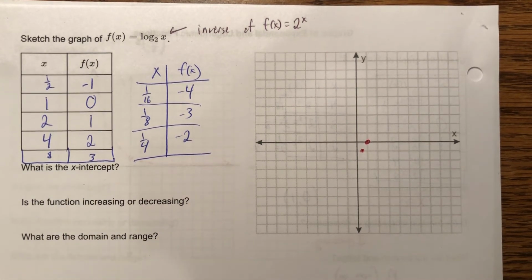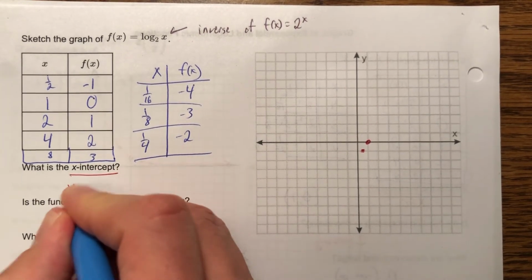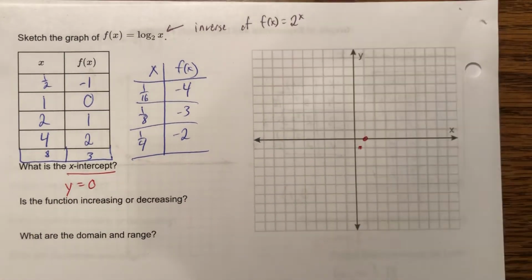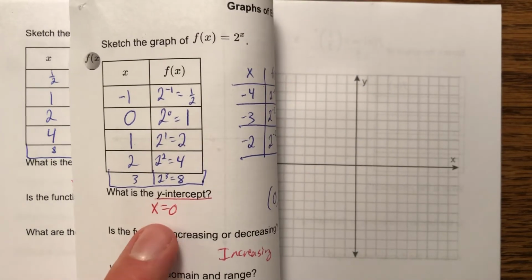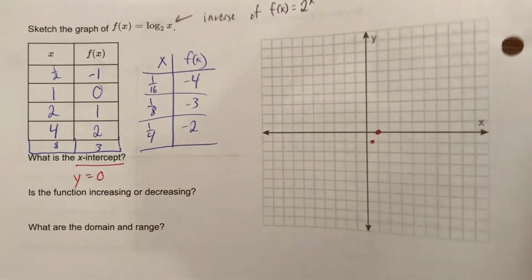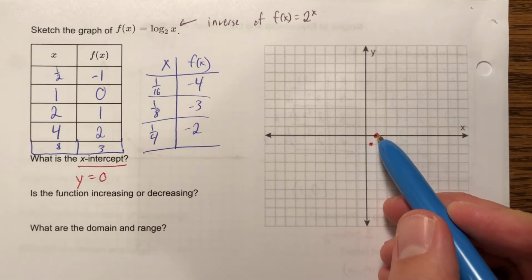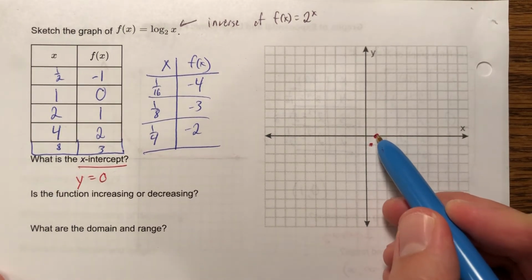So if I want an x-intercept, then y equals 0, right? If you're looking for a y-intercept, x equals 0. If you're looking for an x-intercept, y equals 0. And it makes sense. I mean, look at where you are. You're sitting right here on that dot, and the y value is 0.